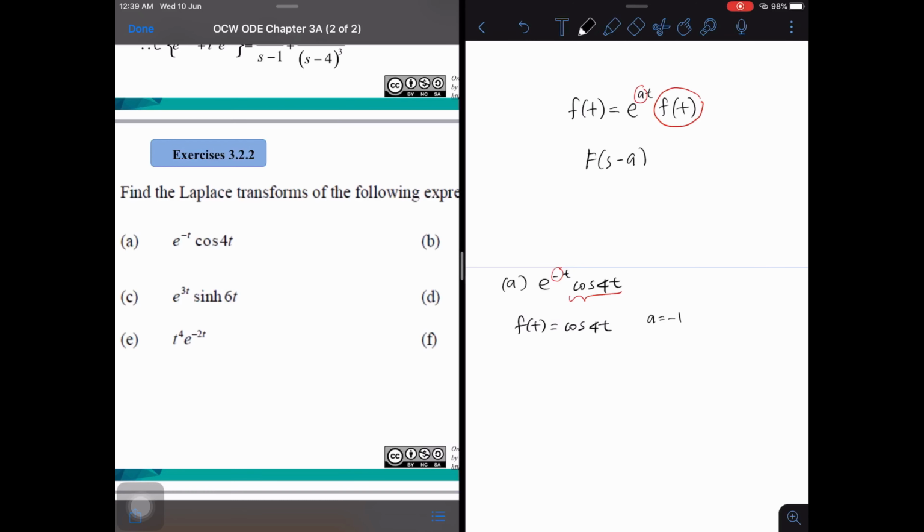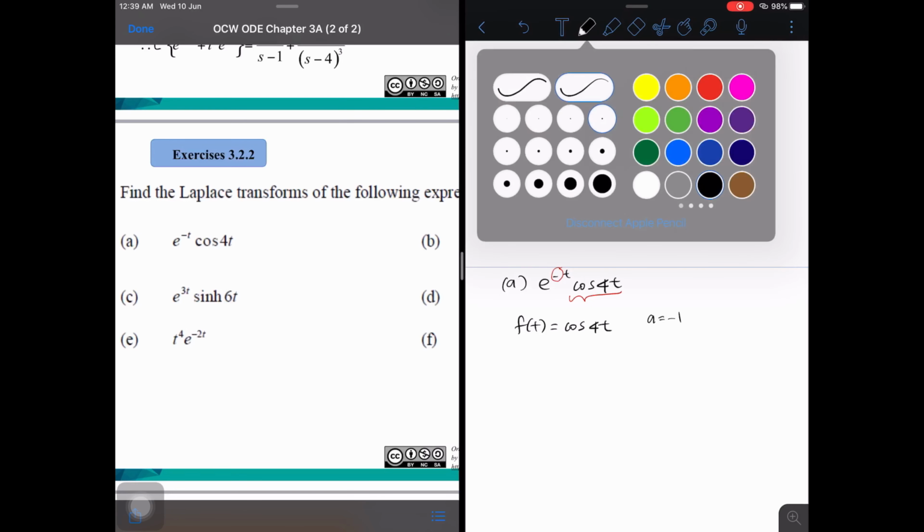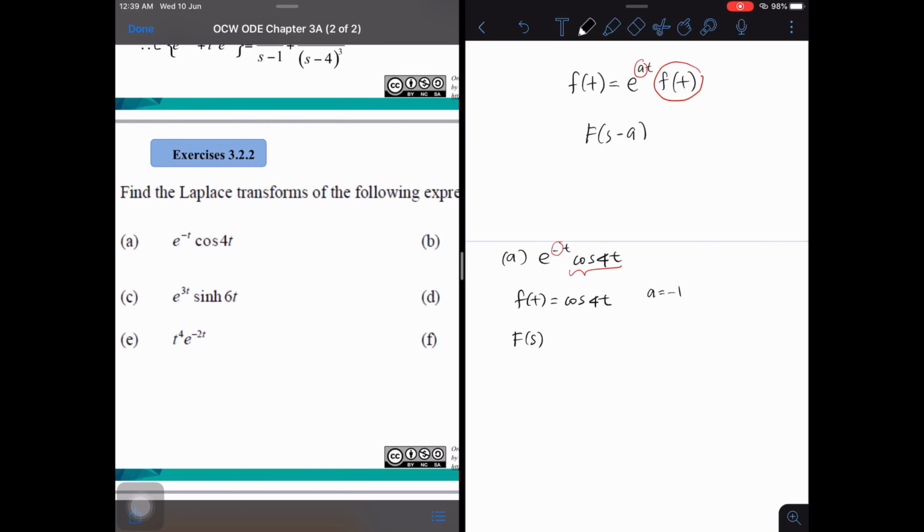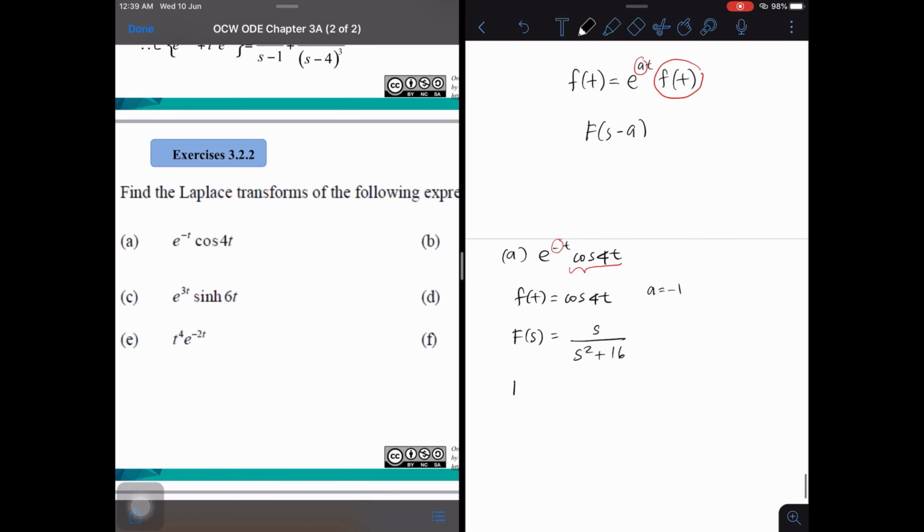Now we want to find the Laplace transformation of this combination function by using the first shift theorem. So the first thing you need to do is find the Laplace transformation for f(t). Therefore you will have F(s). The Laplace transformation for cos is s over s squared plus 4 squared, which is 16. Now because this is the combination of the exponential function and the function f(t), our F(s) is equal to F(s minus a).